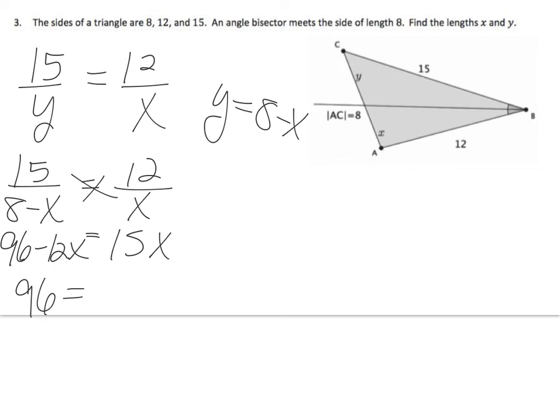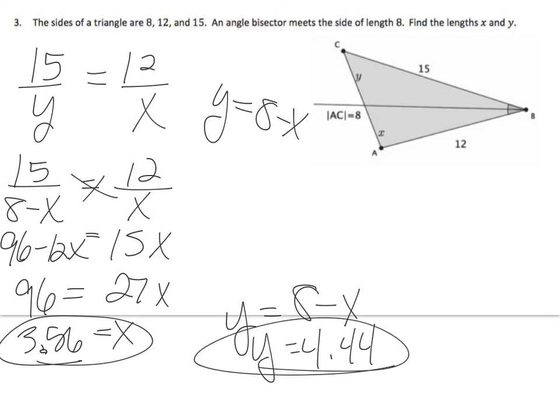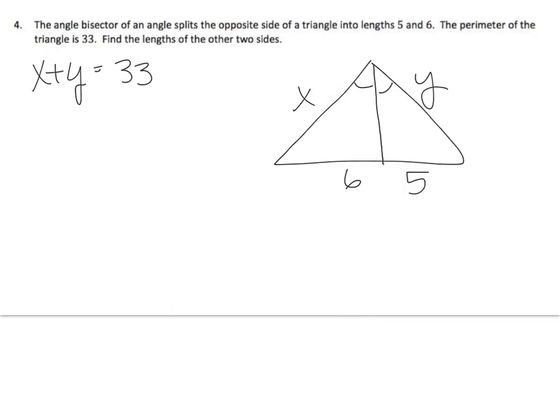96 equals 27x. Divide both sides by 27. x equals 3.56. y equals 8 minus x, so y equals 4.44. Well, this one's sort of messy. I drew a picture and I think it's right. Let's go ahead and try it.